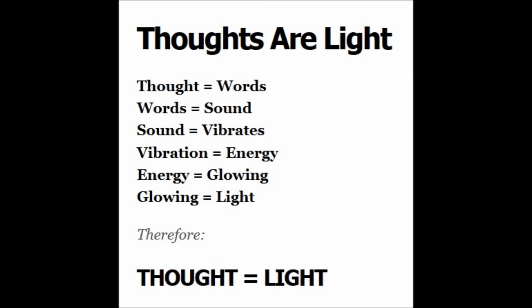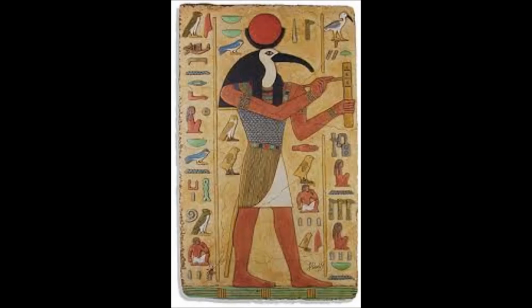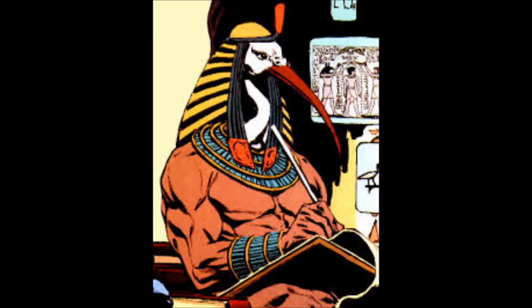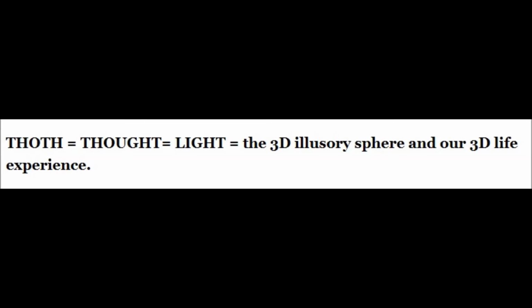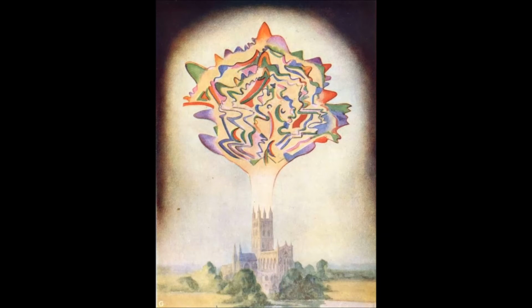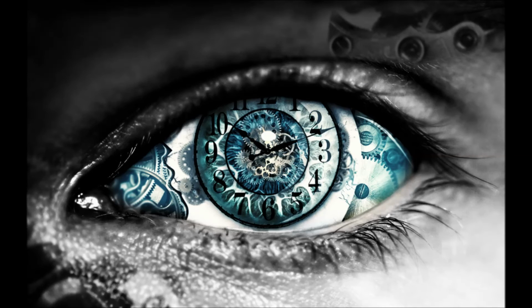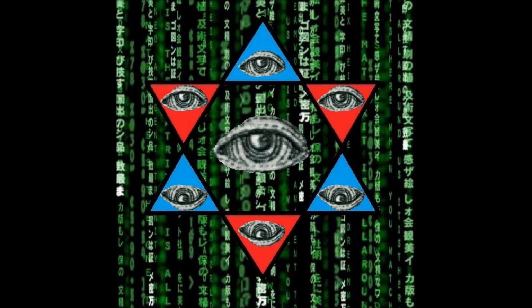Therefore, thought equals light. The great creator god of Egypt was called Thoth. Thoth brought the light into the world. Exactly as the book of Genesis says, God said let there be light. Thoth equals thought equals light equals the 3D illusory sphere and our 3D life experience. All thoughts, including those extended through subliminal suggestion, manifest as 3-dimensional physical objects that form the time and space in this 3D experience. Nothing's really there, just the Luciferian egregore thought patterns, suggesting that everything is there, and is real.